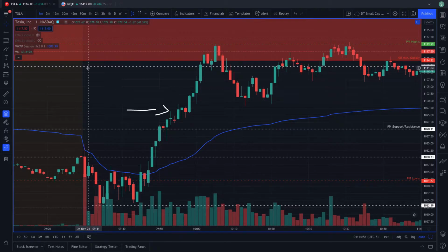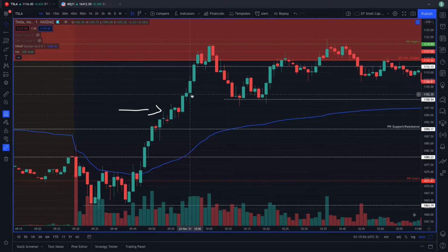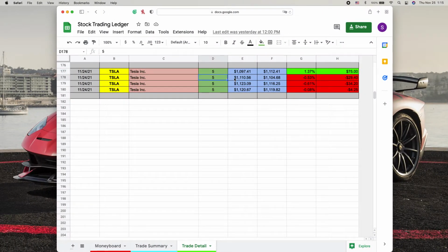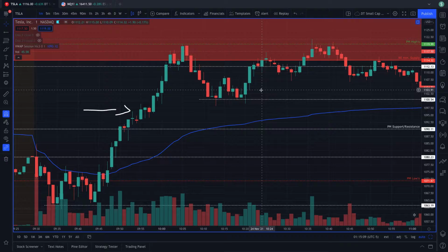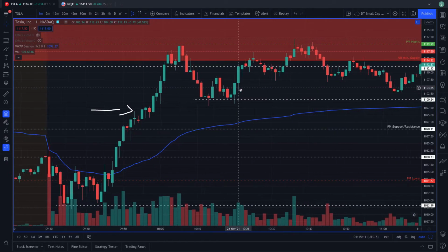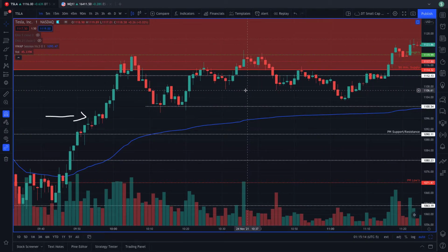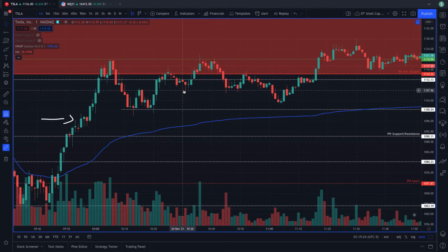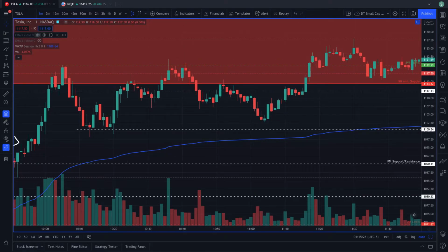My next trade, so we pulled back, right? I drew this intraday support over here. As you can see, my next entry was again 5 shares at 1110. Which trade did I take at 1110? Oh right, it was over here. So I had another intraday support in this area.